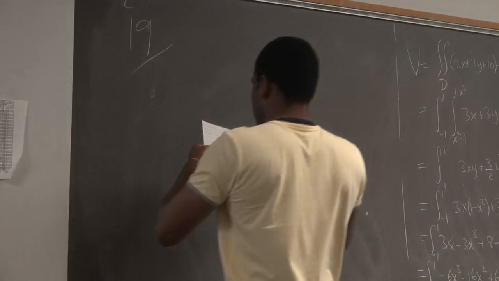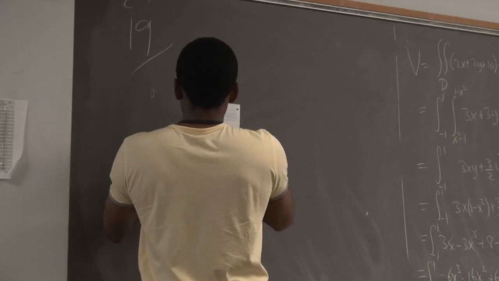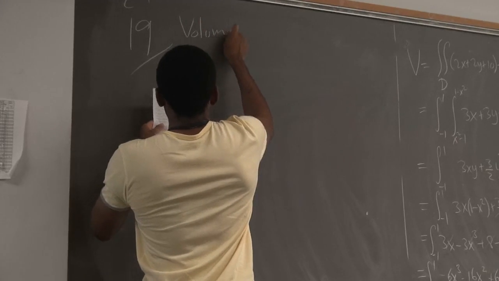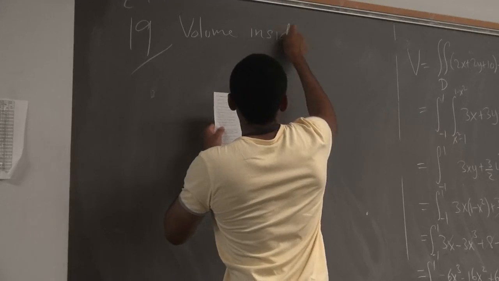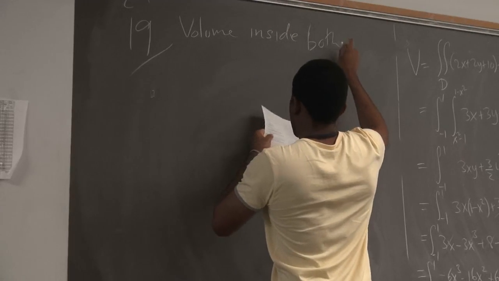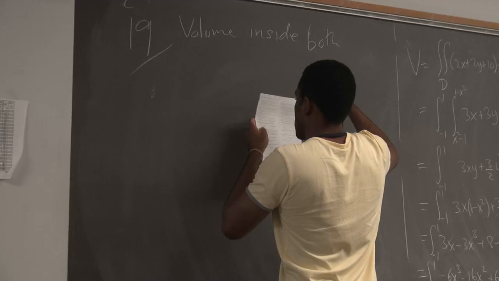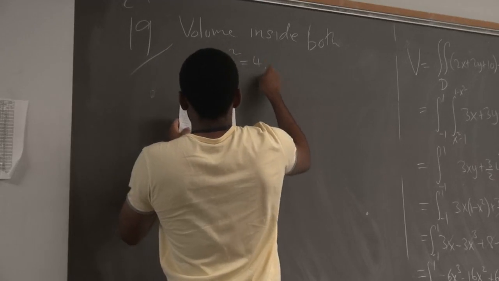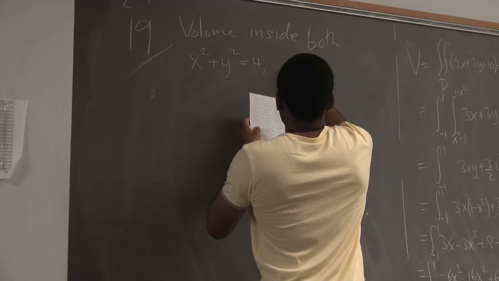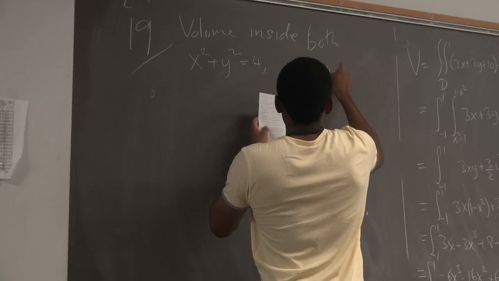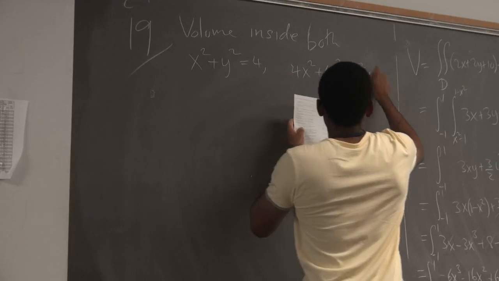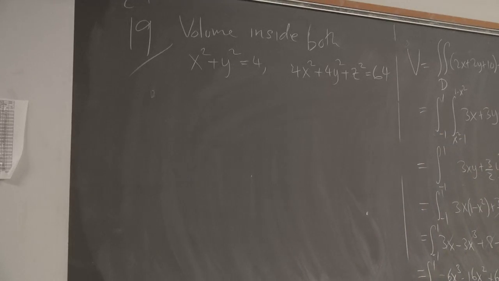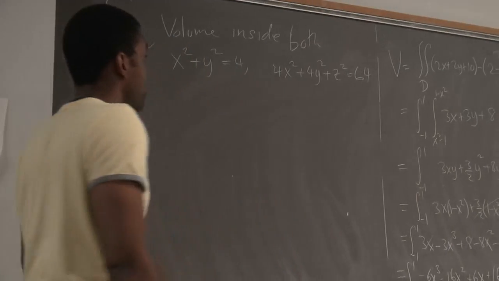Okay, 19. So we want to use polar coordinates to find the volume of the given solid, right? So we want the volume inside both x squared plus y squared equals 4 and 4x squared plus 4y squared plus z squared equals 64. Okay, so how do we find that?